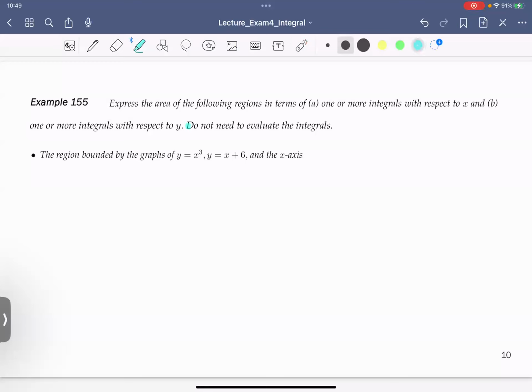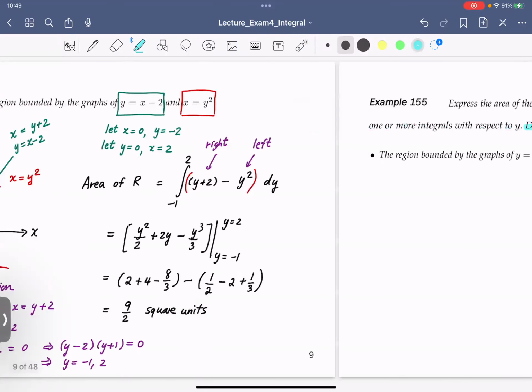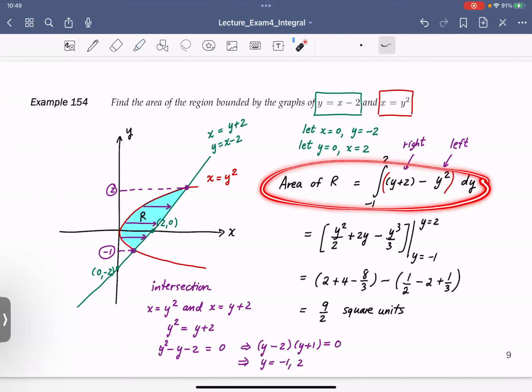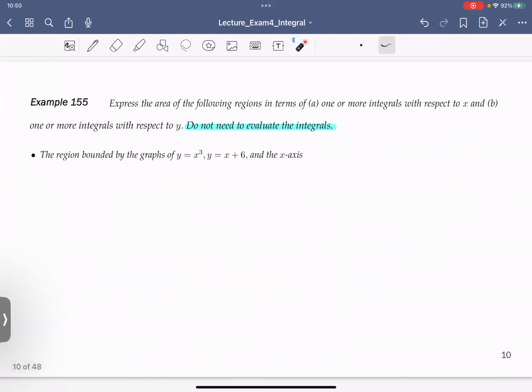This one is the keyword. You don't have to calculate it. That means when you set it up here, the answer is going to be here. So you don't have to calculate this thing. I just want to see if you can set up the area. All right, so first of all, draw the picture here. So you have x cubed, x plus 6, and the x-axis.